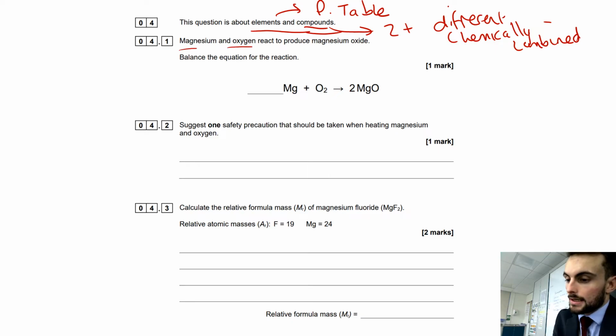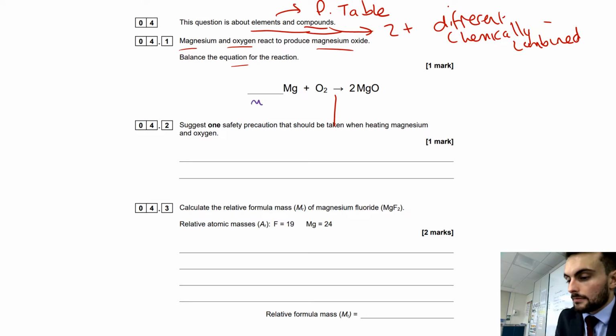Magnesium and oxygen react to produce magnesium oxide. Balance the equation for the reaction. A lot of the time, if you really struggle with balancing equations, it will just be a 2, but we can also check. So the way we can do this, if we break this apart, we count the number of atoms on each side. So if I simplify this, I'll do it in a different colour.